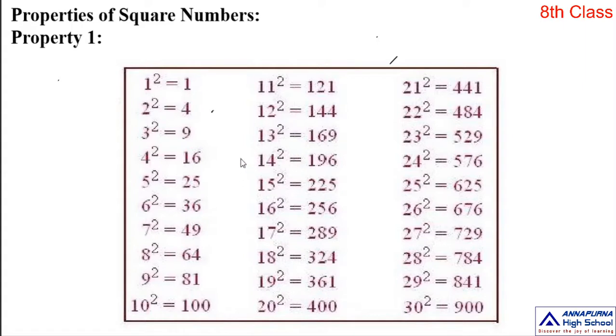Okay, so in this table 1, 4, 9, 16, 25, 36, 49, 64, 81, 100, 121, 144, 169, these we call perfect square numbers. Why? Because we are expressing these natural numbers as the squares of another natural number. For example, if you take 676, it is a perfect square number. Why? Because we can express this 676 as a square of another natural number, that is 26.